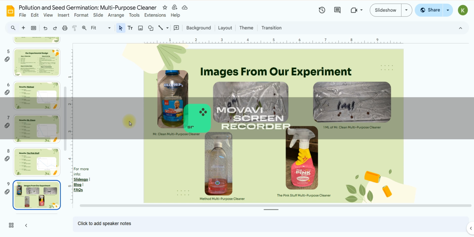So now we have the images from our experiment. So unfortunately with the pink stuff, we did not get pictures of the germinated seeds, which I wish I definitely would have, because that would have been so great for the experiment. But these are what we use. So here's the pink stuff that was used with the germinated seeds. It looks like maybe in this picture up here, the 1 milliliter of Mr. Clean multi-purpose seeds. I don't think those germinated, but I can't tell through the picture. And then, of course, in our 0 milliliter multi-purpose cleaner, those all germinated very well because there was no pollutants in them.